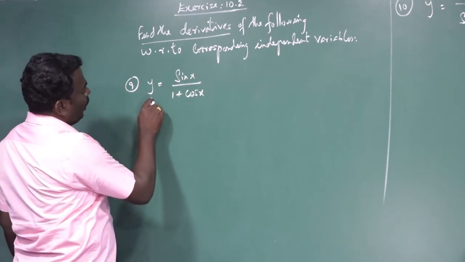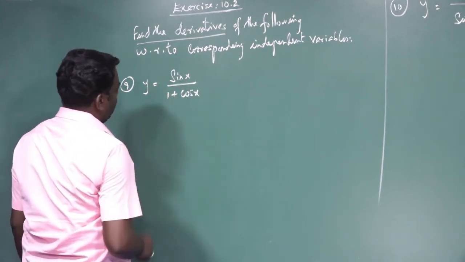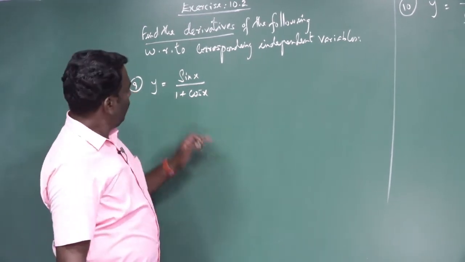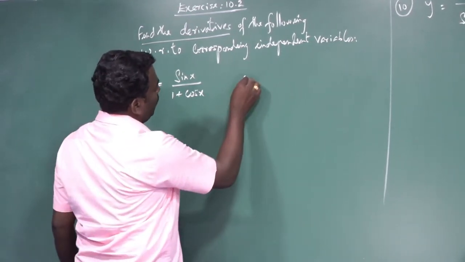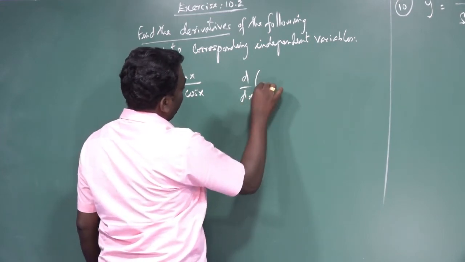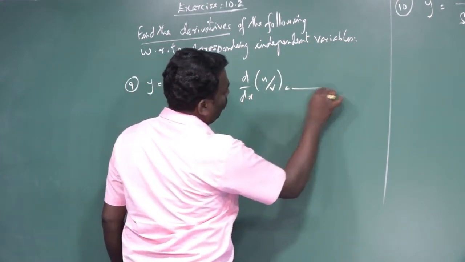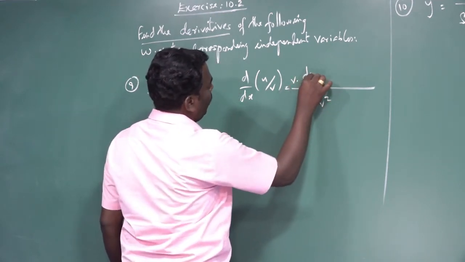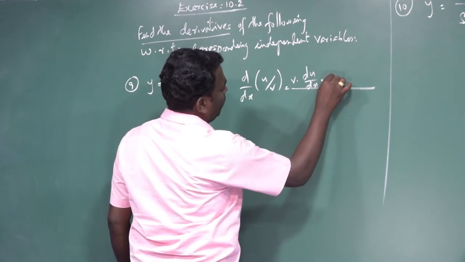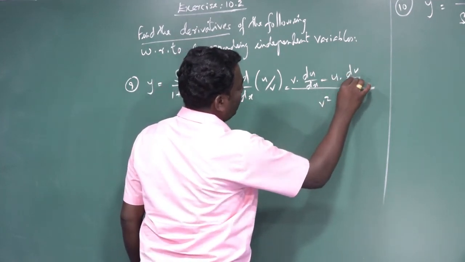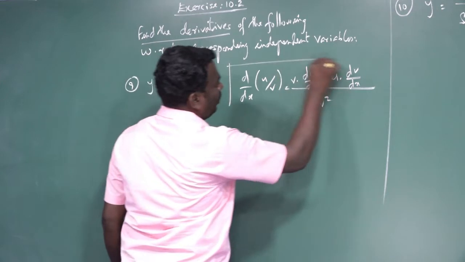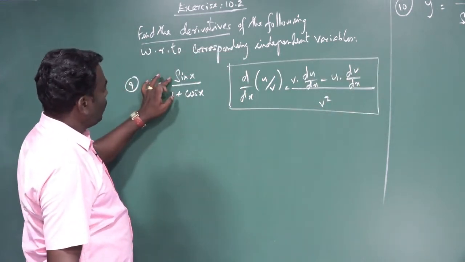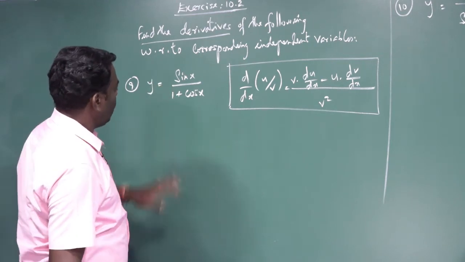The given function is y equal to sin x by 1 plus cos x. Now we want to differentiate by applying which method? The U by V method. d by dx of U by V is equal to 1 by V square into V into du by dx minus U into dV by dx. By applying the quotient rule, we have to solve this. Here U is equal to sin x and V is equal to 1 plus cos x.